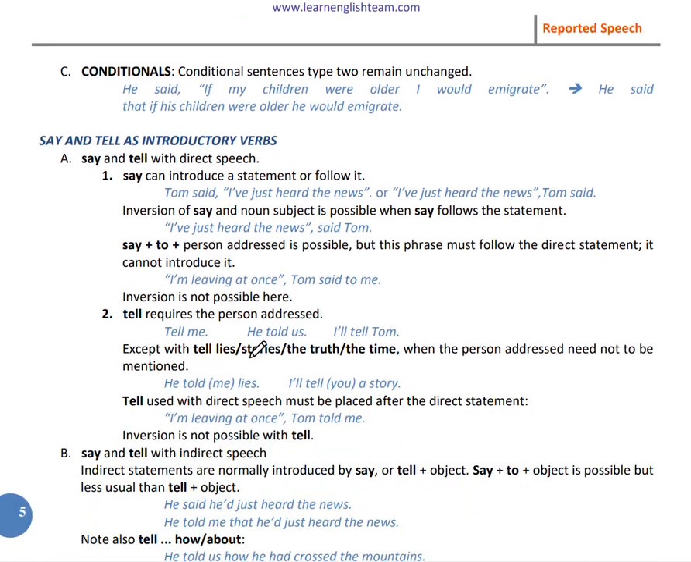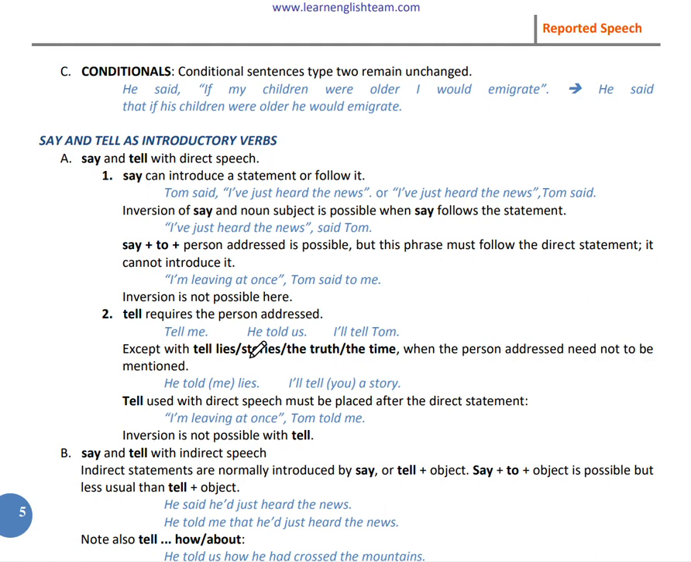Great. Now, conditionals. Conditional sentences type two remain unchanged. He said, "If my children were older, I would immigrate." So, like that. He said that if his children were older, he would immigrate. So, wonderful.